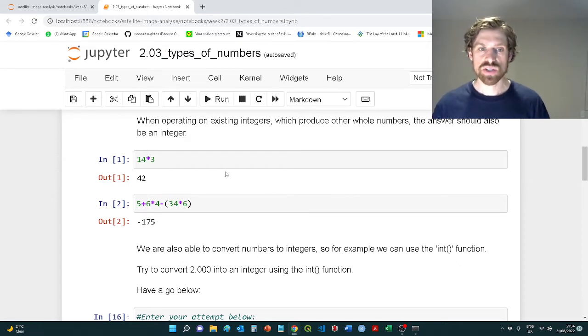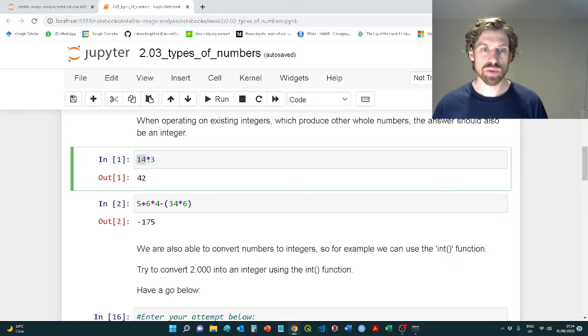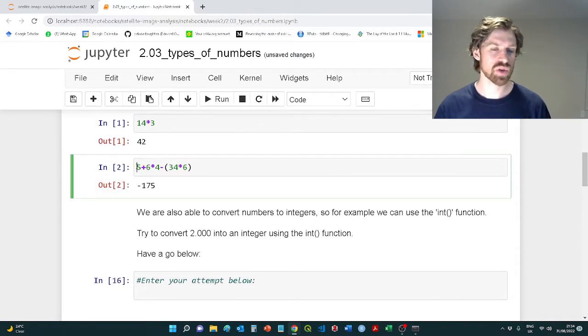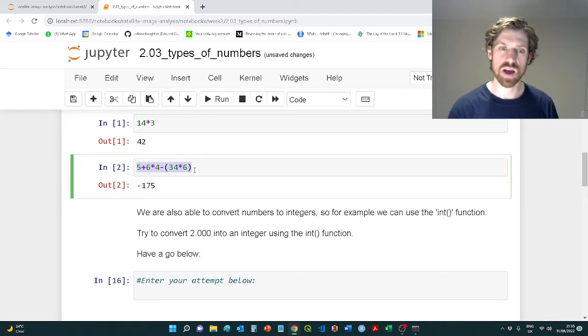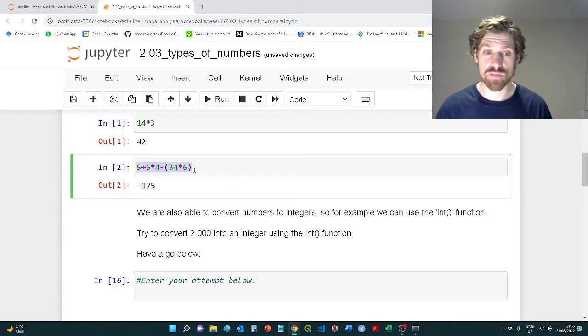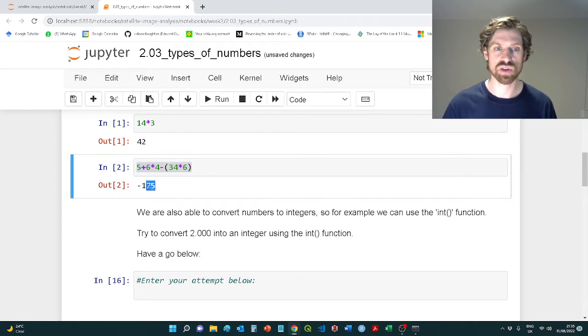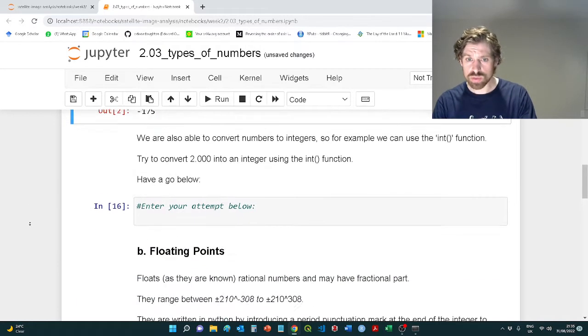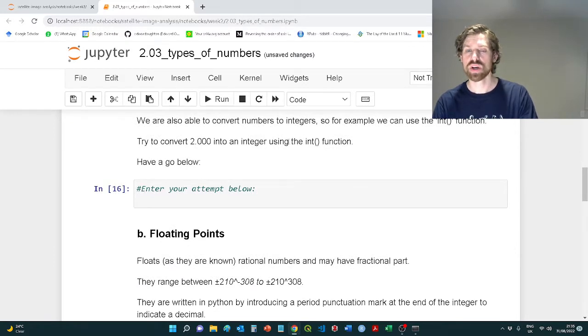So integers are important. If we multiply two integers by each other, so 14 multiplied by 3, we get an integer answer. Here we've got 42. And we're also able to work through more complicated integer problems using the BODMAS or PEDMAS examples that I gave in the previous video, and that's going to again produce an integer value, so minus 175 also being an integer.